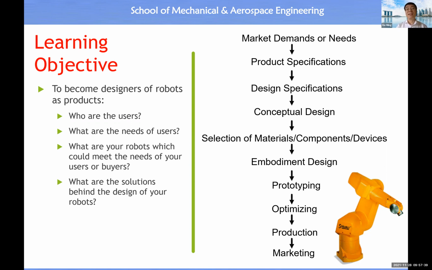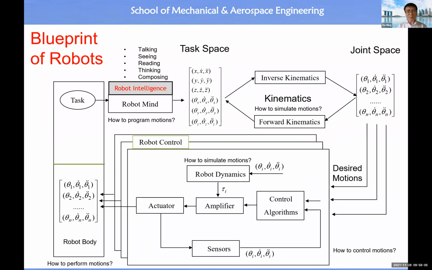Based on the specific need of your future user or future buyer, you must know what should be the functionality of your robot which could meet the need of your user and the buyer. And in particular, you need to know what should be the solution behind the design of your future robot. And therefore, you need to know how to draw out the detail of the blueprint of your future robot.